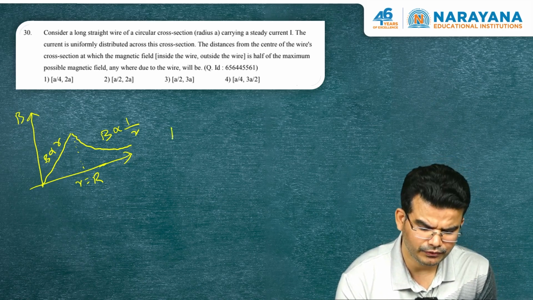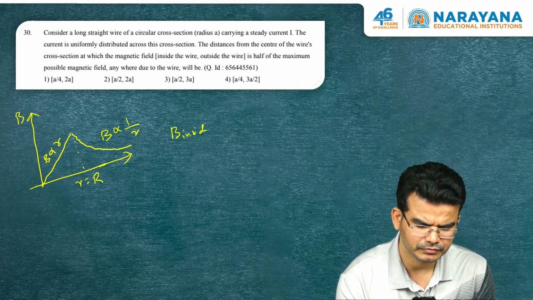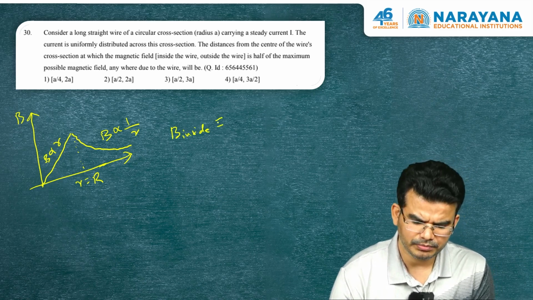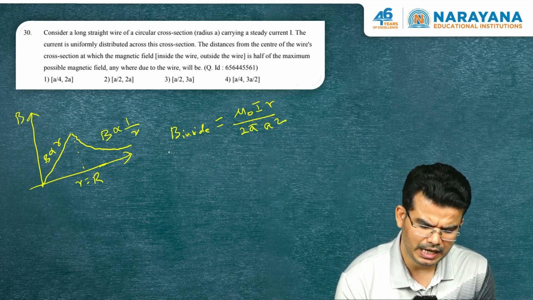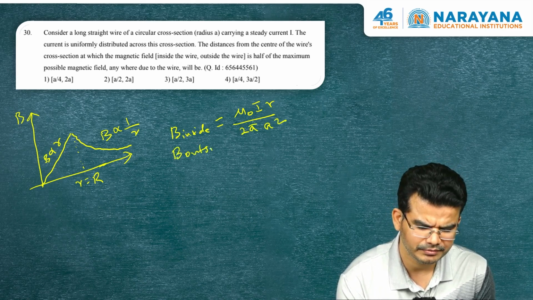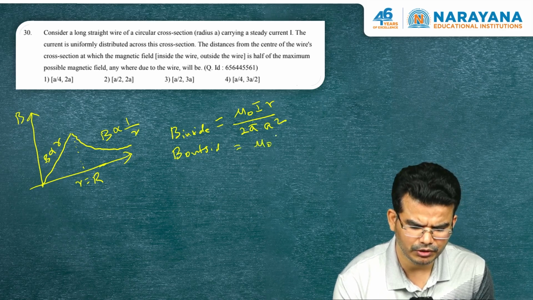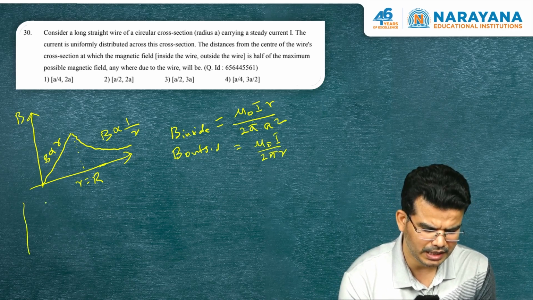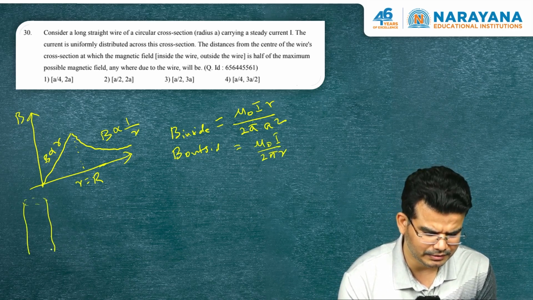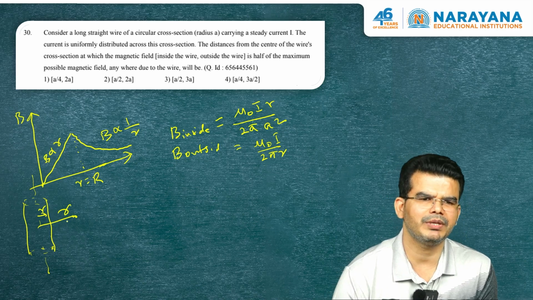So for B inside, what is the basic formula? We know it, you can derive it, but right now I am writing mu naught I r upon 2 pi a square. This is the general formula. And what is B outside? B outside is very simple, mu naught I upon 2 pi r, where r is the distance from the axis of the wire. So let us say this is the wire and this is the axis. For inside this will be the distance, for outside this will be the distance. This is a very simple point.